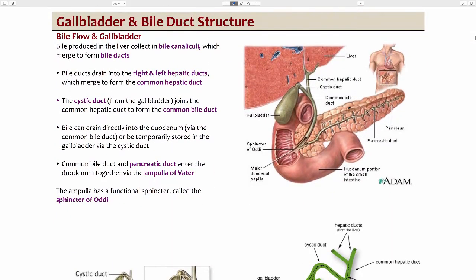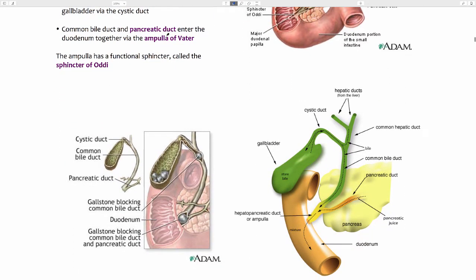Now, the bile flow and the gallbladder. Bile is produced in the liver, and it collects in these little ducts called the bile canaliculi, and I'll show you pictures of those coming up. They merge to form the bile ducts. So I think the best picture might be this one down here. The bile ducts all collect into a right and left hepatic duct. These are from the liver. These merge to form a common hepatic duct. And then branching off of that is a cystic duct, which leads into the gallbladder itself.